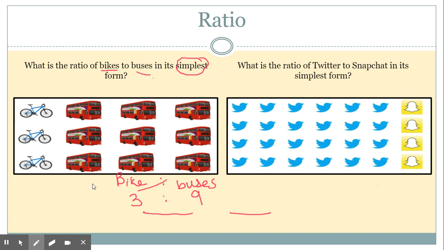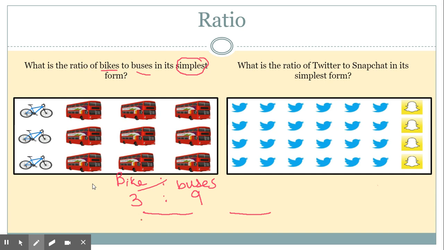Just like fractions, you have to find out the highest common factor or a common factor. If you are not confident with the highest common factor, you can just start with any common factor, and in that case, you might have to go more than once. In this case, it is very easy because 3 is a prime number and 9 is a multiple of 3. So the common factor between these two is 3. So to simplify, I will just divide both of them by 3.